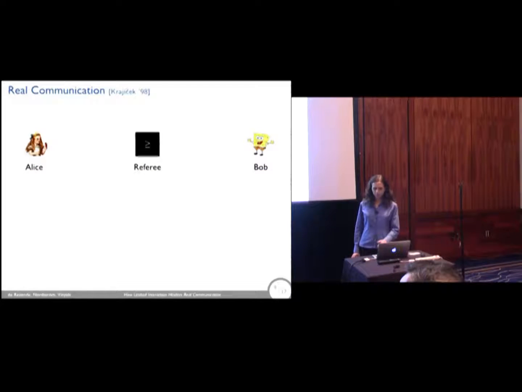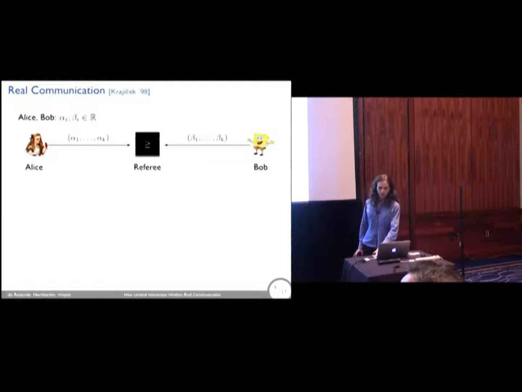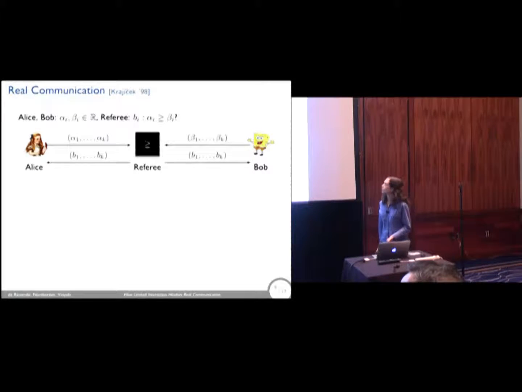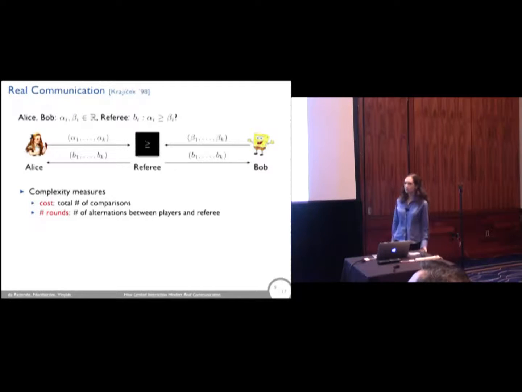Okay, so real communication: we have Alice and Bob, and they communicate via a referee. They send some real numbers to the referee, and the referee answers with the result of the comparison of these numbers. We only charge for the bits sent by the referee. So here we have 2 complexity measures that we care about. The cost of a protocol is the total number of comparisons, and the number of rounds of the protocol is the number of alternations between players and the referee.